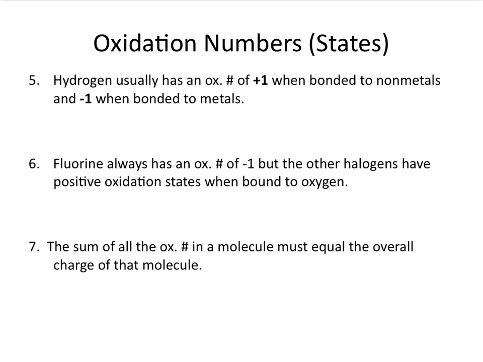So hydrogen usually has an oxidation number of +1 when it is bonded to nonmetals. So examples such as HCl. Okay, very simply, we know the chlorine is going to have a -1 charge.